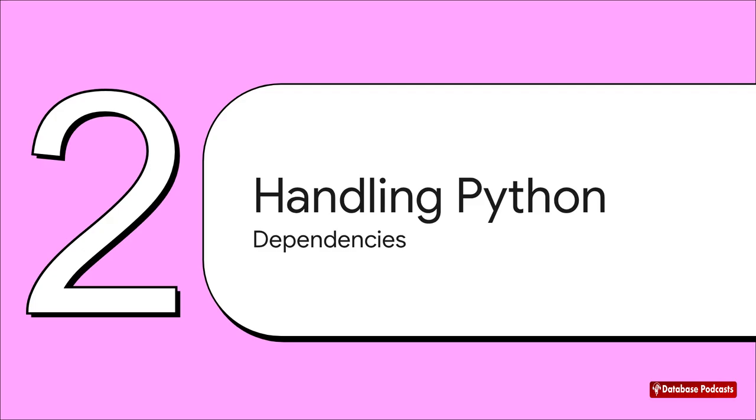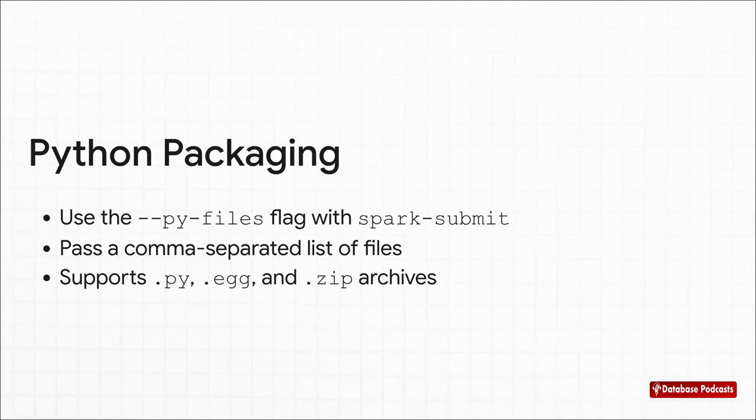But what about all you Python developers out there? The Python ecosystem takes a pretty different approach. It's less about building one giant file beforehand and more about shipping your dependencies alongside your main script. With Python, you tell Spark which files to ship to the cluster when you submit your job. And you do this right on the command line using a special flag in the spark-submit script. That flag is --py-files. You just give it a list of any extra Python files or even entire libraries packaged up as .egg or .zip files.